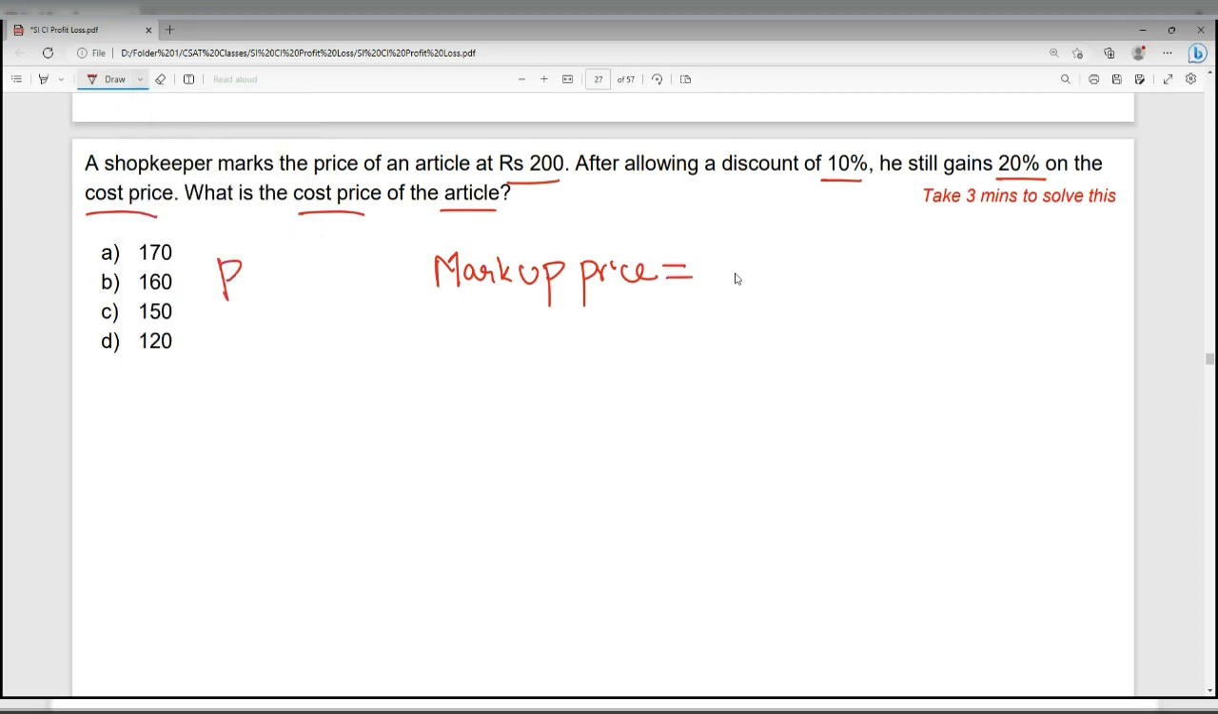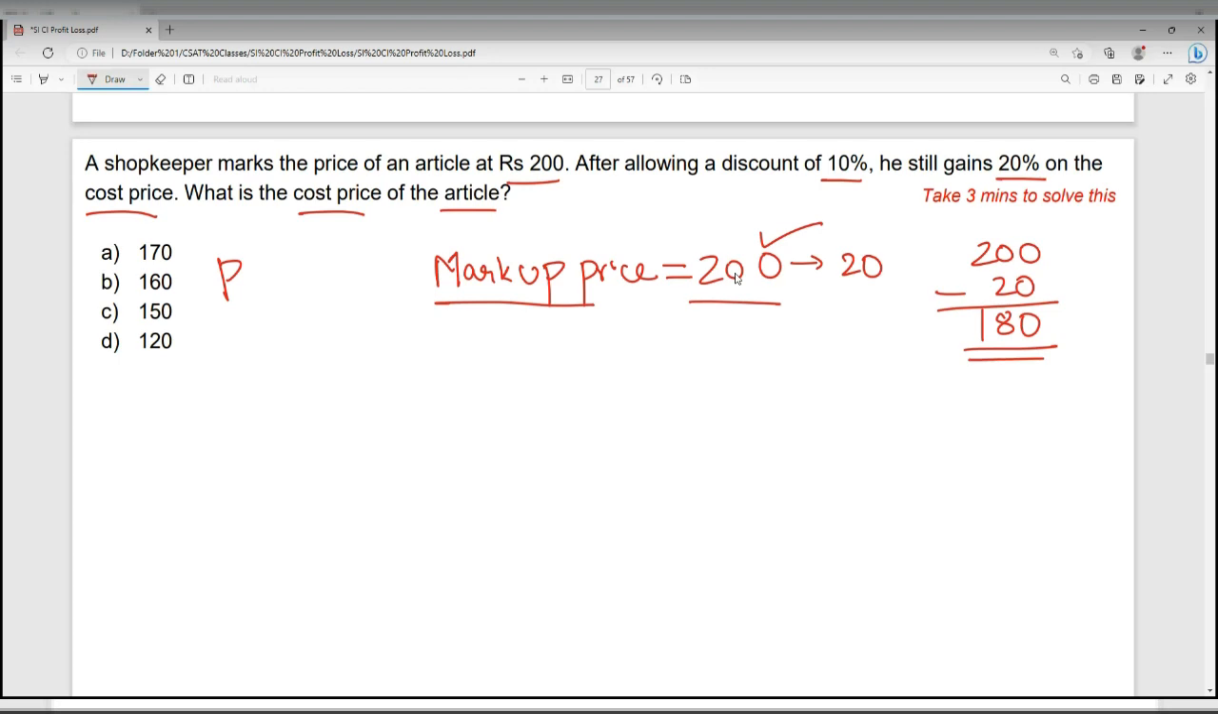The markup price is 200. So they are saying that after allowing a discount of 10%, the discount will be calculated from the markup price. So the discount is 10%. The 10% of 200 is 20. So if you subtract 20 from 200, this would be 180.